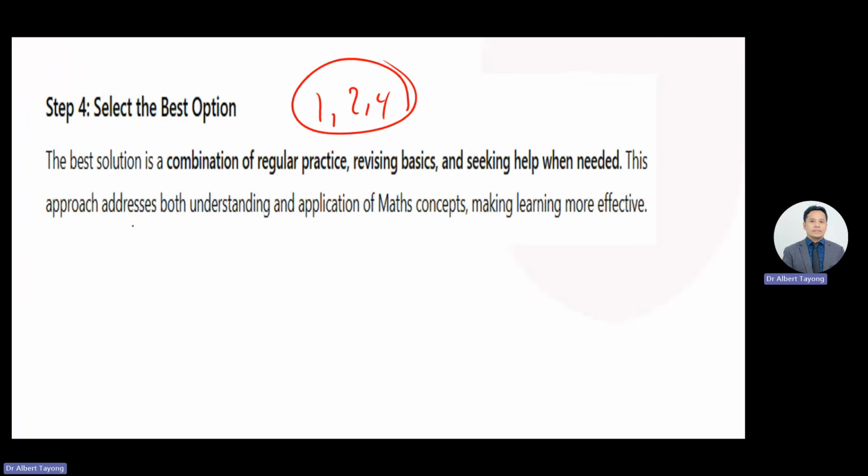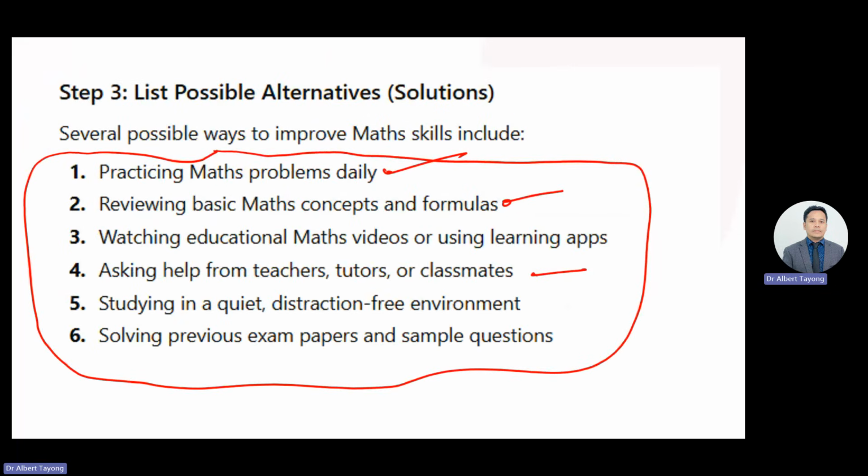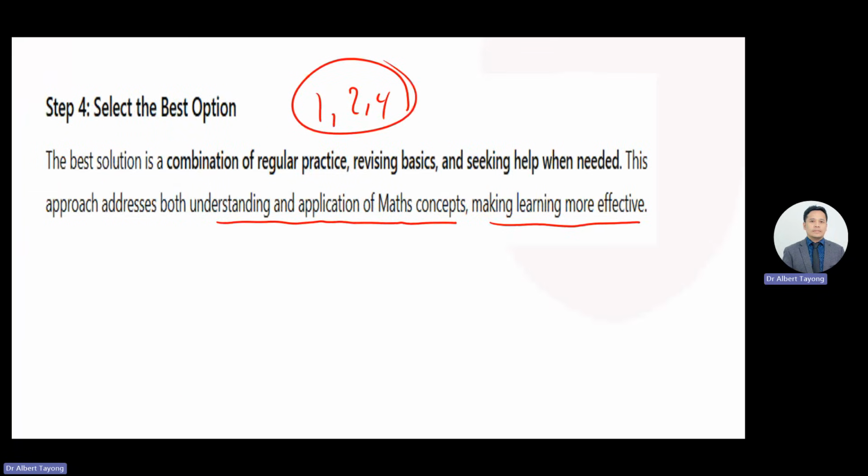Okay, and mention the reason this approach addresses both understanding and application of math concepts, making learning more effective. So you need to mention the criteria, the reason why you are selecting this set of options. Usually we combine the options, or maybe we select only one, but usually it should be a combination of one or more options, depending on the situation of the person solving the problem.